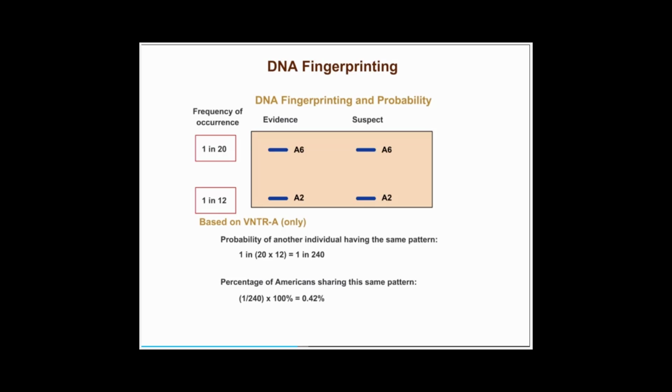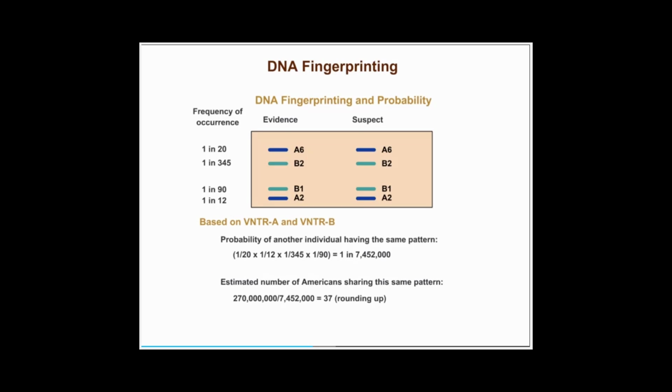What is the frequency of having both alleles in the same individual? The frequency of occurrence is equal to the product of the two individual frequencies. 1 over 20 times 1 over 12 equals 1 over 240. Only 1 in 240 individuals would show this pattern for VNTRA.